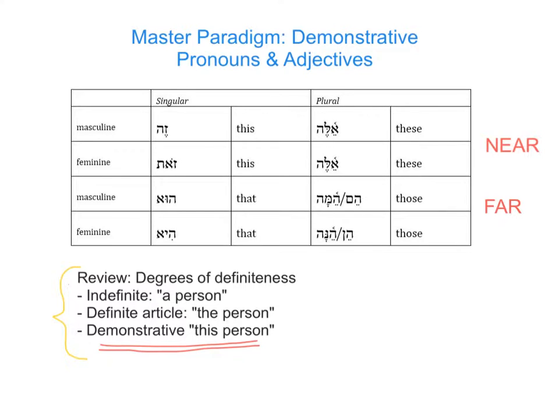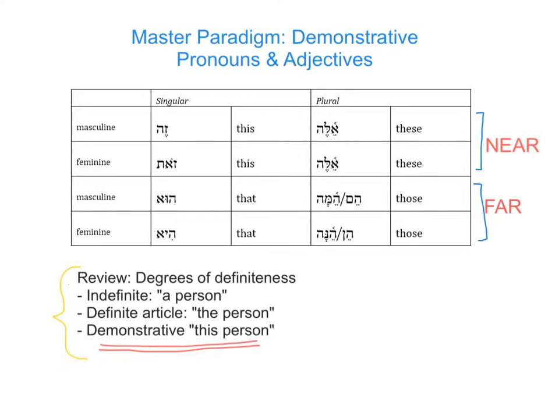It's split into 2 sections. We're going to have what we'll call near demonstratives and far demonstratives. Now, you can't see me, I'm doing this by myself, but I'm pointing to something, and if you want to say something is far, then you will say that or those. We do this all the time in English.